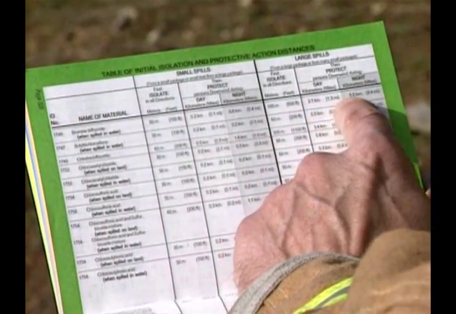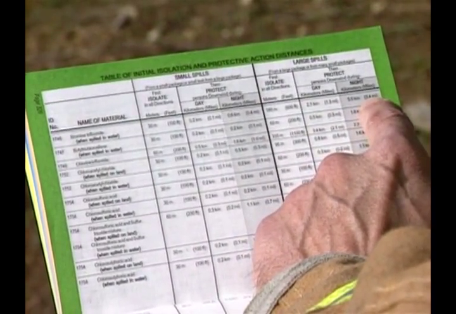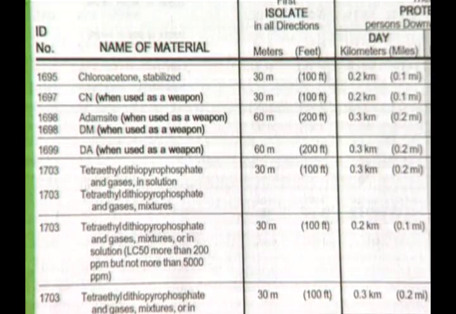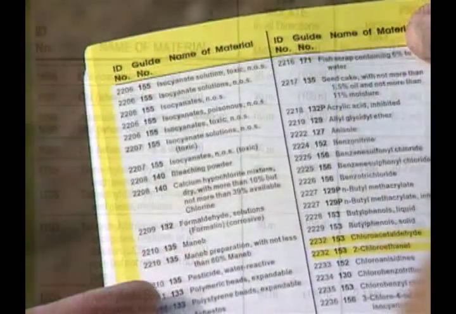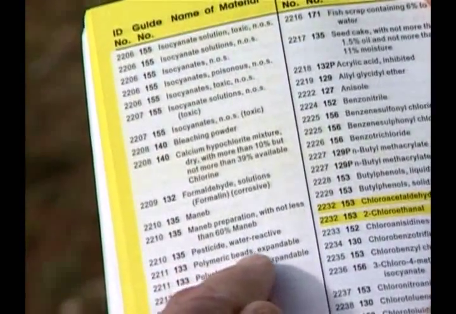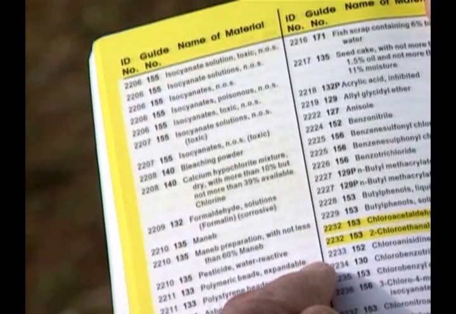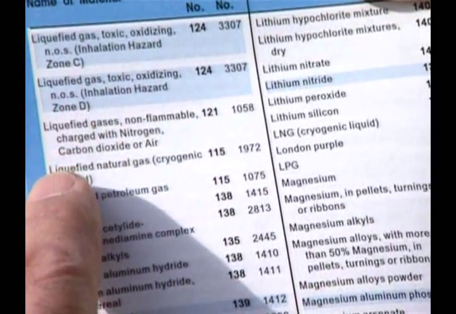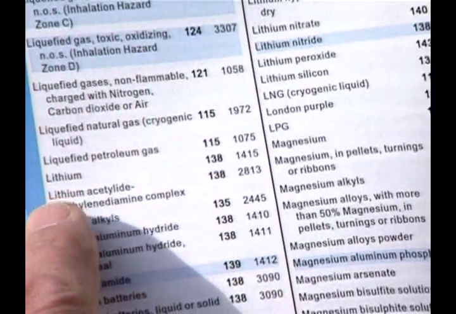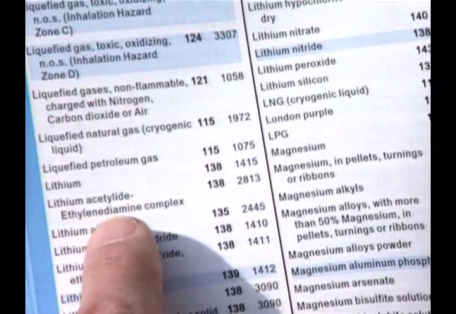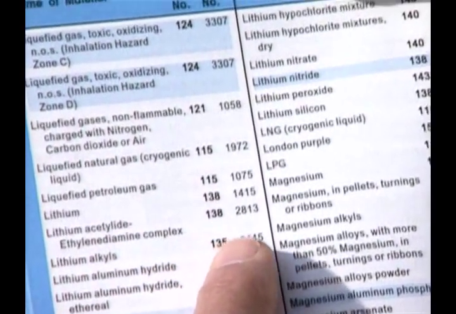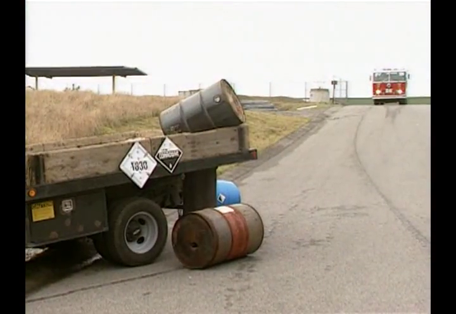The highlighted chemicals have the ability to become airborne, making them much more potentially dangerous to people and the environment. The chemicals that are not highlighted will not appear in the green section. However, all of the chemicals listed in the blue and yellow sections will have a corresponding guide in the orange section. Let's look at how you use the guidebook at an emergency scene.